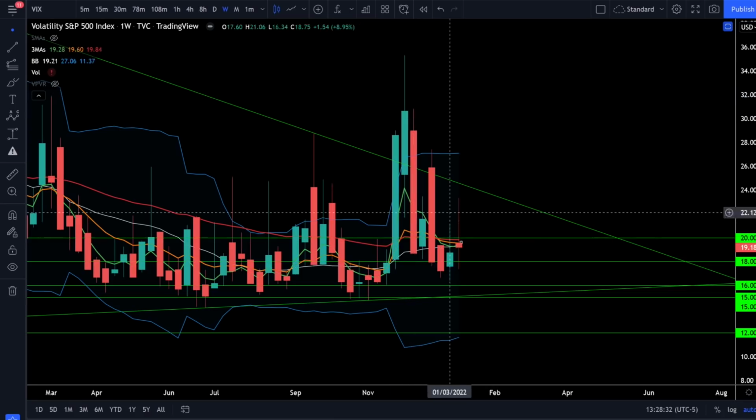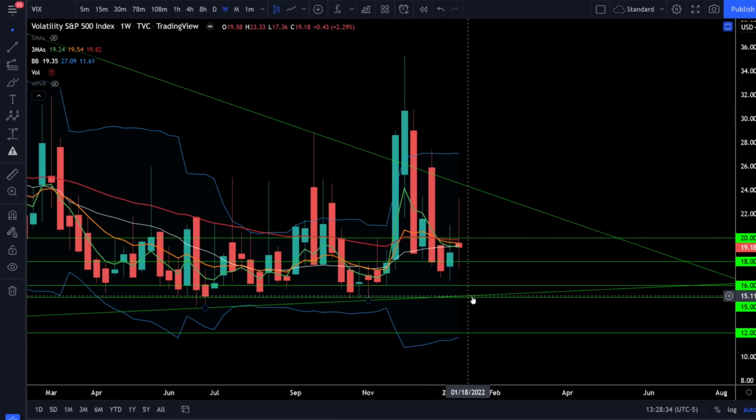Right now, it looks like the VIX is just chopping around after that recent volatility spike last year. And if the VIX continues to get crushed back down towards 15, you're going to see a continuation of this bull rally. So the VIX below 18 will be the next bullish breakdown, or the VIX above 20 will be the next bearish concern for a more volatile sell-off.